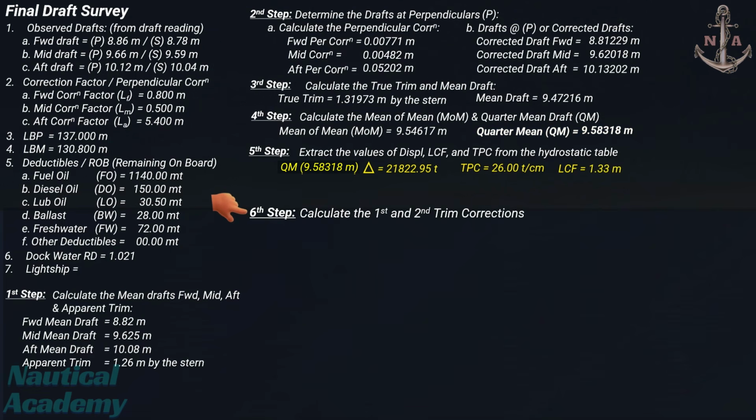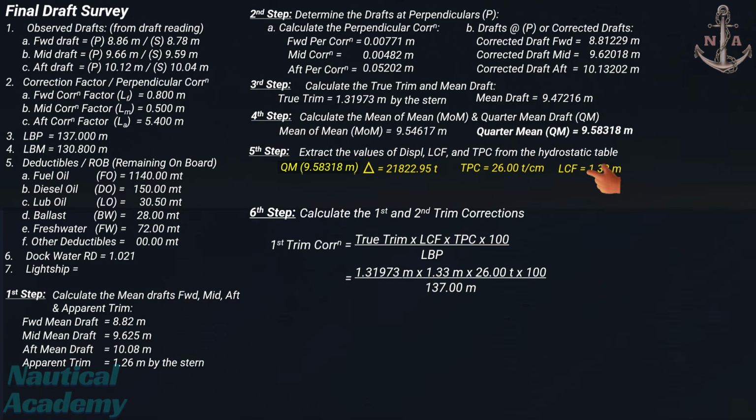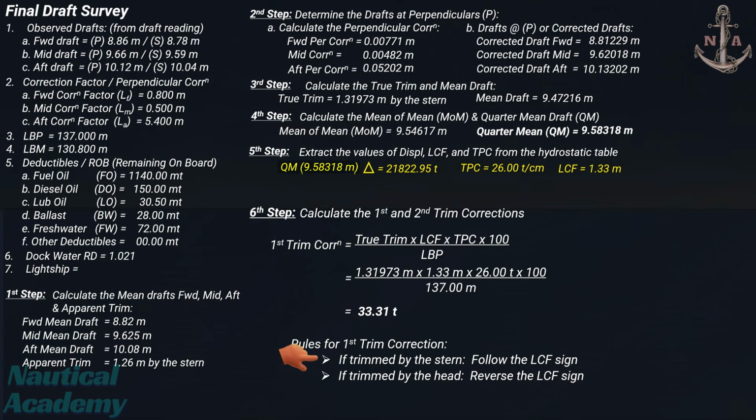The next step is to calculate the first and second trim corrections. The formula for the first trim correction is true trim multiplied by LCF, then by TPC, and multiplied by 100, divided by the length between perpendiculars. The first trim correction is 33.31 tons. To apply this correction, follow this rule. If the ship is trimmed by the stern, follow the sign of the LCF. But if the ship is trimmed by the head, reverse the LCF sign. In this case, the ship is trimmed by the stern, and the LCF is positive. So the first trim correction will be added later.